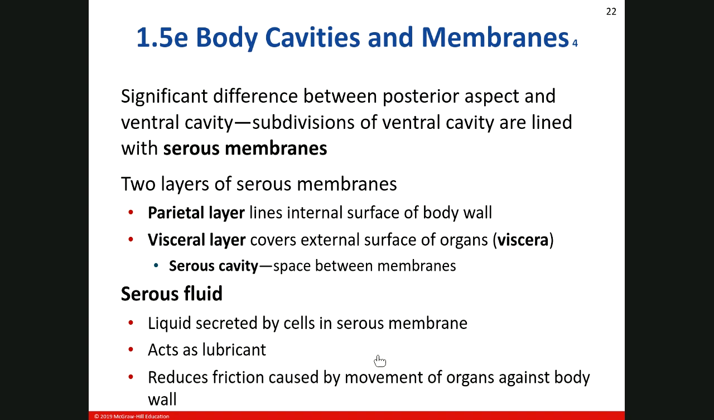Okay, so some of these cavities are lined with membranes, but specifically serous membranes when we're talking about the ventral cavity. So we're not talking about the posterior aspect, because that's something different we'll talk about later in the course, not in this chapter. But the ventral cavity and its subdivisions are lined by these membranes called, and you need to know this, serous membranes.